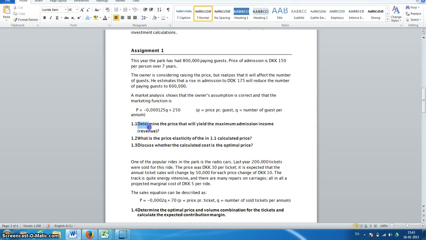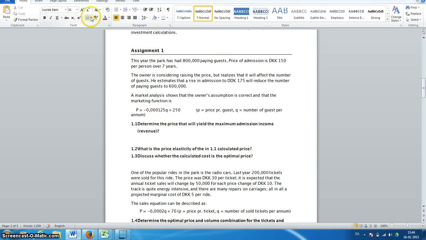In this case, we are asked to determine the price that will yield the maximum admission income, that is, the maximum revenue. And in this case, we get a lot of information, for example, the number of guests at a price of 150 kroner and at a price of 175 kroner. We should not pay too much attention to that, because we have to find the price that will yield the maximum admission income. And to determine that, we should find the marginal revenue function.